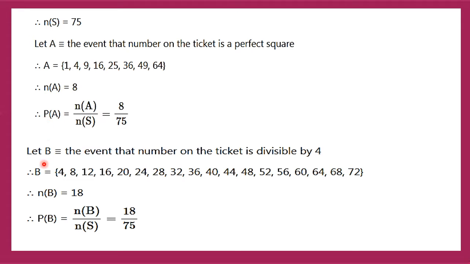Now we choose the event B as the number on the ticket is divisible by 4. So we will select all the numbers which are divisible by 4 between 1 and 75. These are the numbers 4, 8, 12, 16, etc., up to 72. These are the numbers divisible by 4. So there are 18 elements, n of B equal to 18. So we can calculate P of B, that is n of B upon n of S, is equal to 18 upon 75.